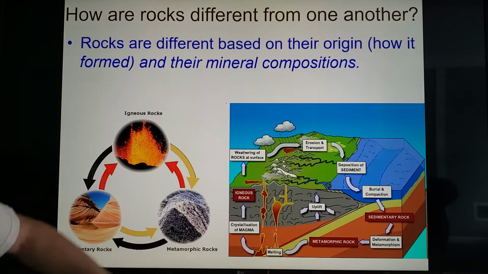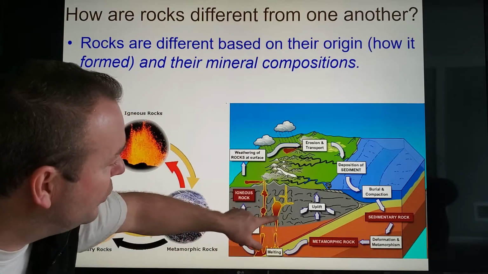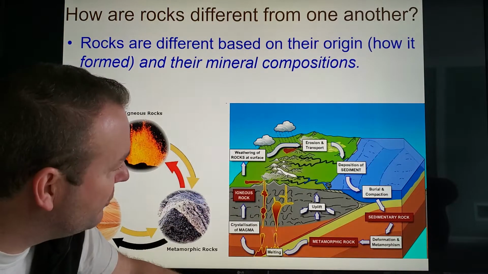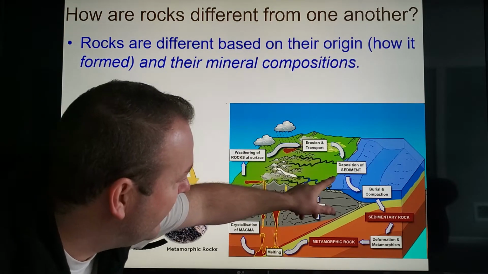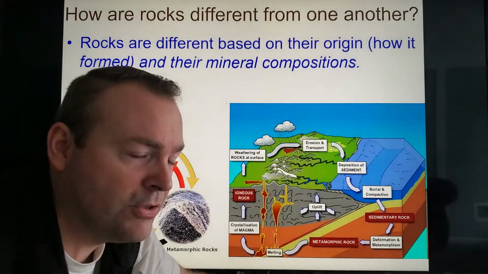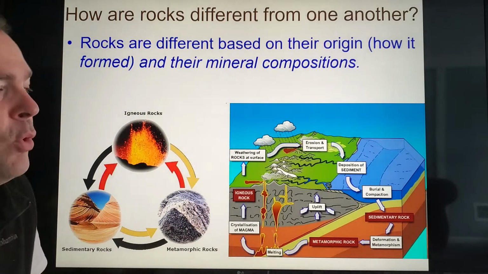Nice little picture of the diagram there. So here's the magma coming up. If it cools underground, we said they were intrusive. If it exits the earth, they're extrusive. Those rocks break down over time, right? Weathering and erosion, they get deposited, can turn into sedimentary rocks close to the earth's surface. And then if they get buried deeply, they'll undergo metamorphism.